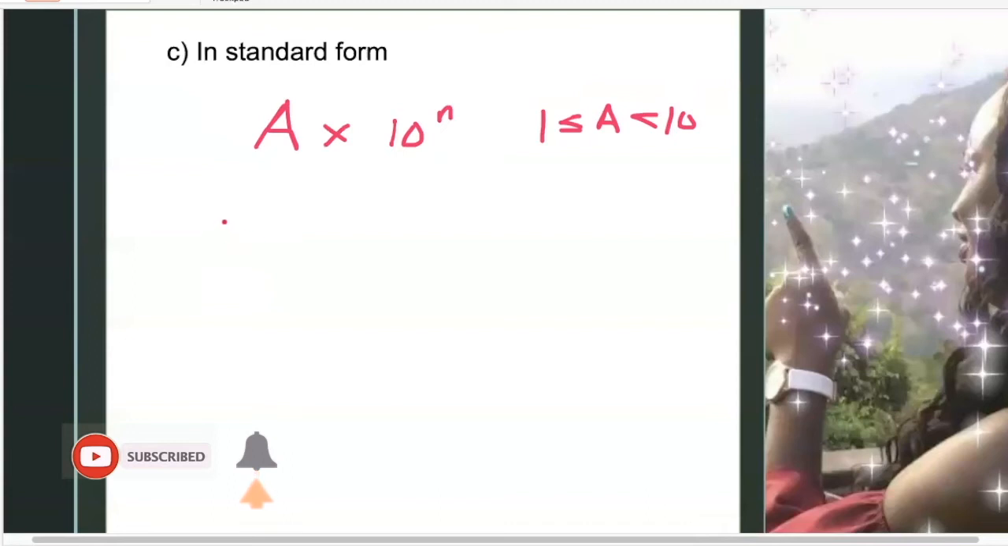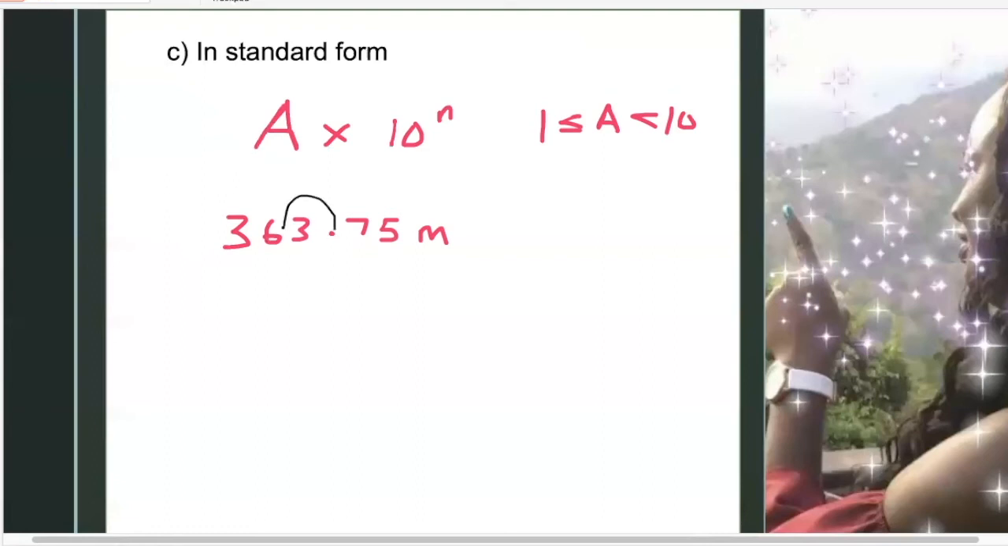Now, the number that we have is 363.75 millimeters, and we're asked to write it in standard form. So if we want it to be from 1 and not passing 10, then I have to move the decimal point one place. If I move it one place, it becomes 36.375. That's not between 1 and 10.